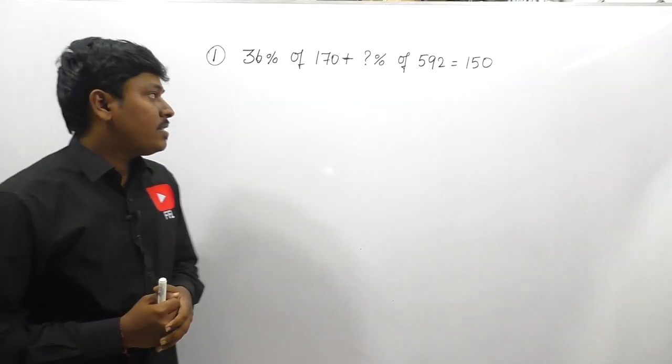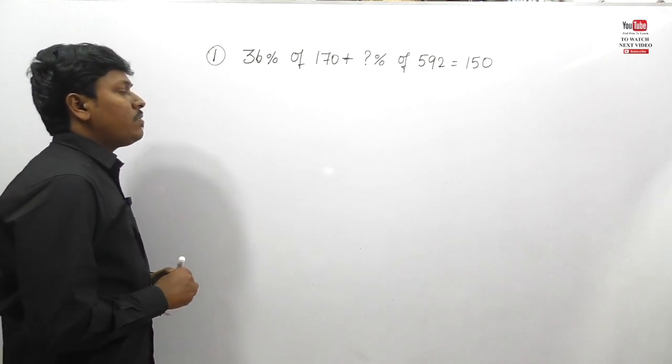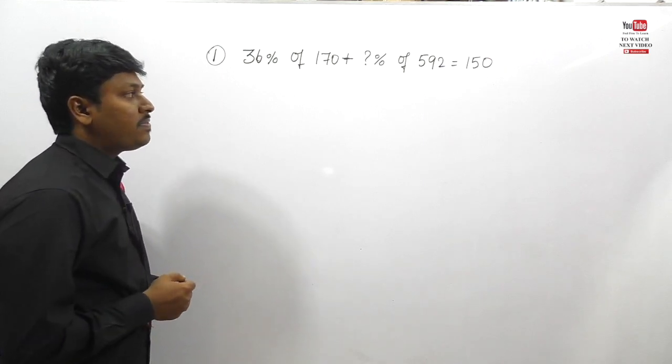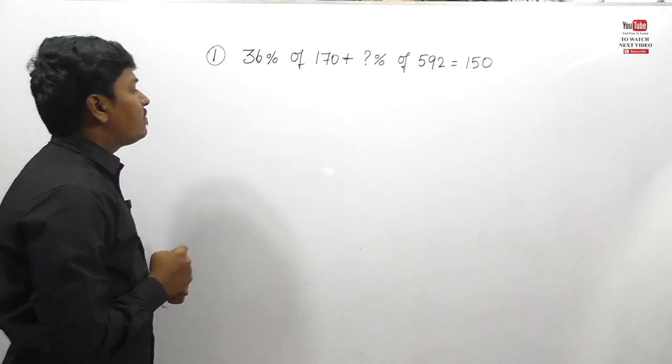So let me move on to all the interesting simplification shortcuts. Let me move on to the first simplification question. 36% of 170 plus question mark percentage of 592 is equal to 150.